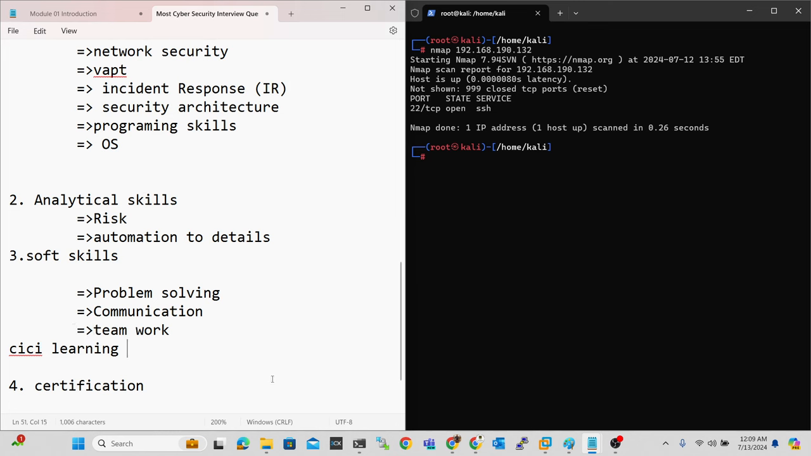So certification and knowledge: earning certifications like CISSP, CISA, CompTIA Security+ and others, validating skill and knowledge, compliance and legal knowledge, understanding the law, regulations, and standards like GDPR for cyber security practice. So it's an important thing actually.